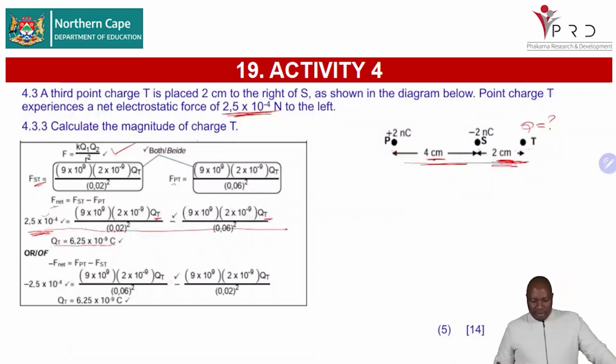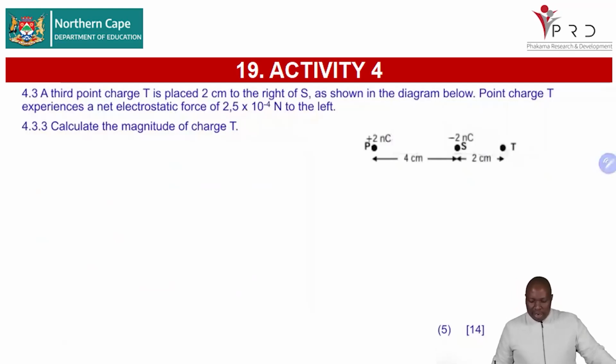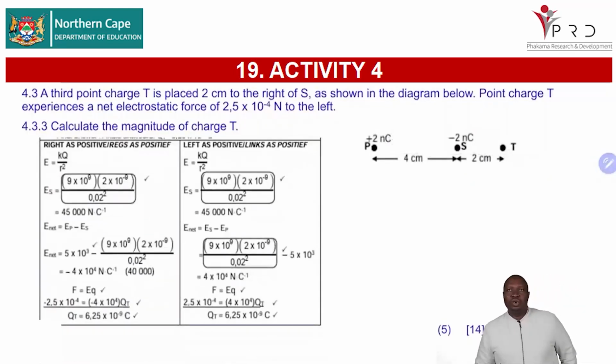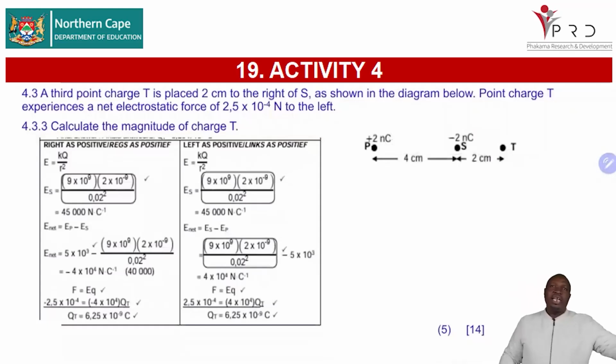There is another method that you can use. So you are able to get the charge at T. Now we are saying you can as well use the E. You can use the electric field. Not only that, you must rely on the electrostatic force. You can use E net as well to say, okay, if I use E net, I can as well be able now to solve the very same problem.